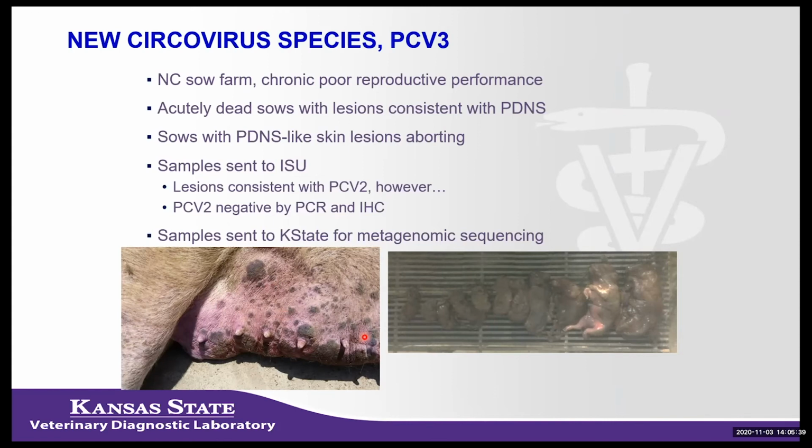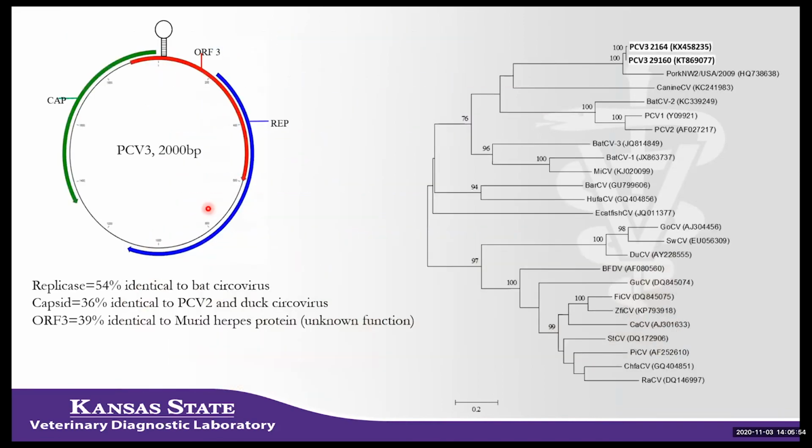Typically, this is associated with PCV2 infections. However, all the diagnostic testing at ISU failed to identify PCV2, so that's where we got involved. Samples were sent to K-State. We ended up identifying a novel circovirus, which we named porcine circovirus 3. If we look at the genetics here, PCV1 and 2 right here are very distantly related to PCV3.